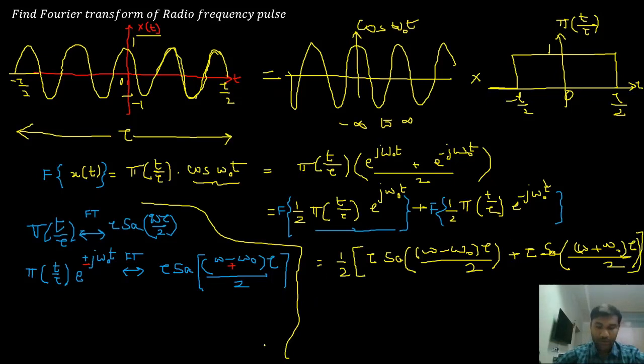Now tau is common, so what can I do? I can take tau common from both terms. So this will be my final answer: tau by 2 sampling of omega minus omega naught into tau by 2, plus sampling of omega plus omega naught into tau by 2. So this is how we can find the Fourier transform for the given function.